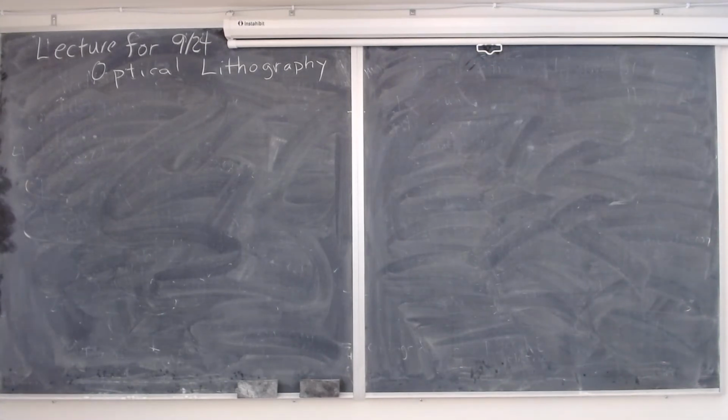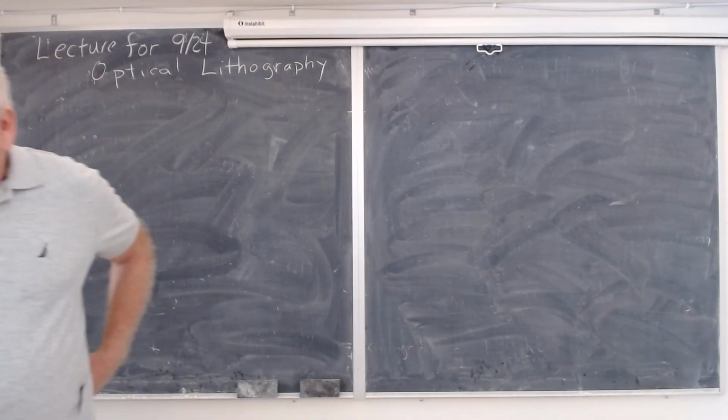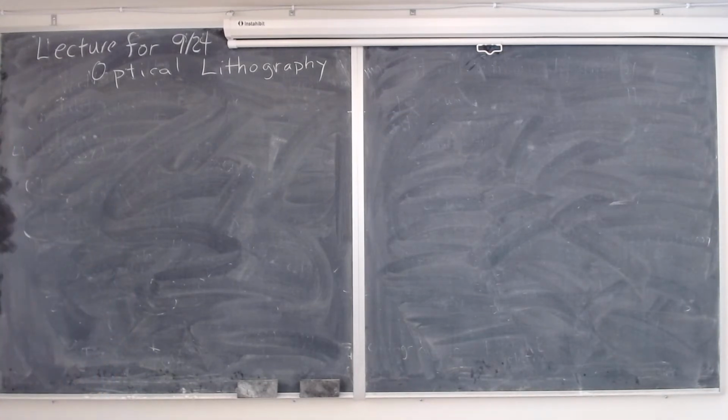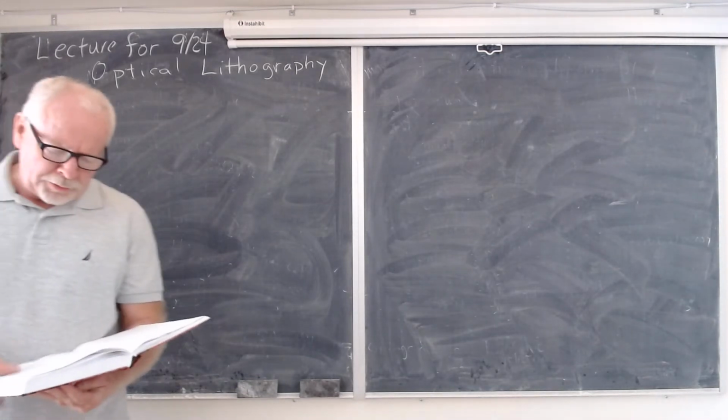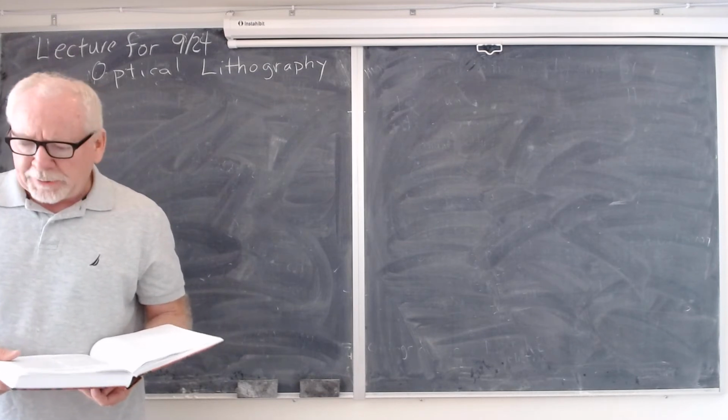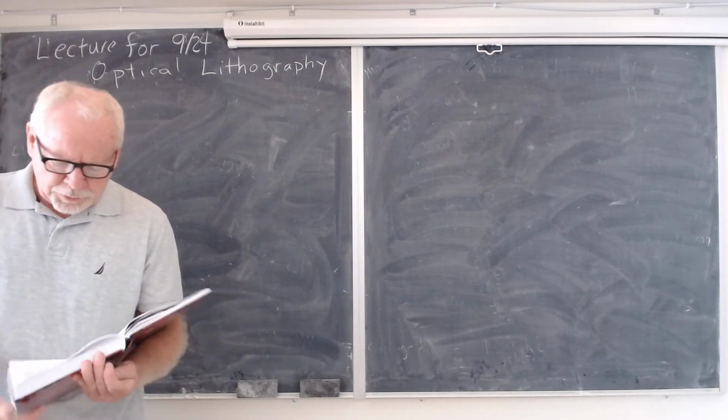And so today we'll go through how you produce those features on the surface. And I'm going to try and not use the projector here. I have the textbook here. We are in the chapter on optical lithography, which in the syllabus, the whole chapter is required reading.